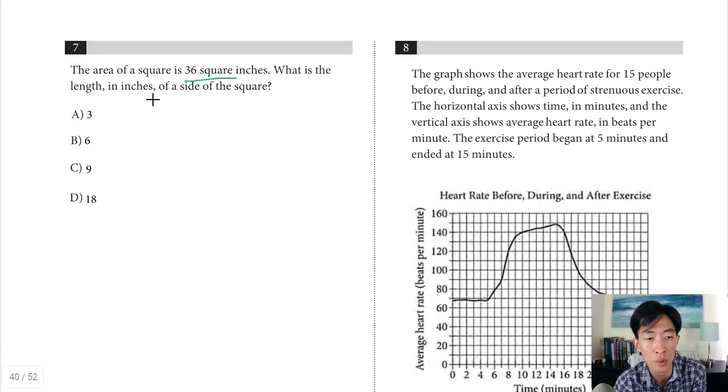Question 7, the area of a square is 36 square inches. What is the length of one side of the square? So you can probably do this in your head because it's simply the square root of 36, which is 6, and B is the answer.